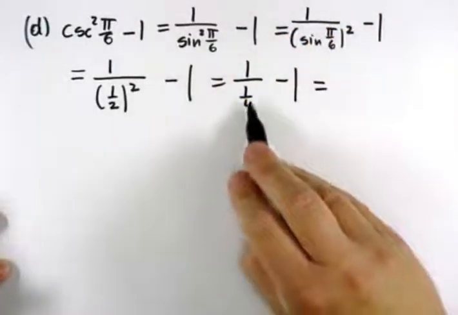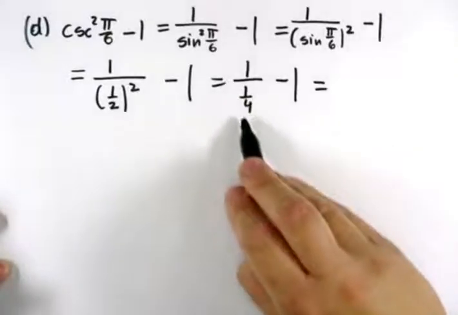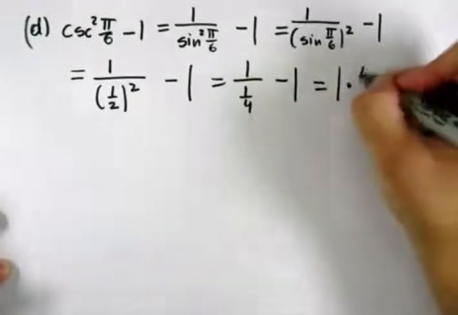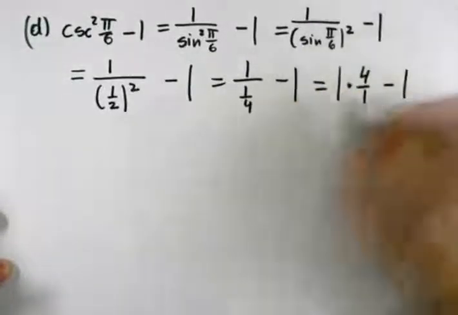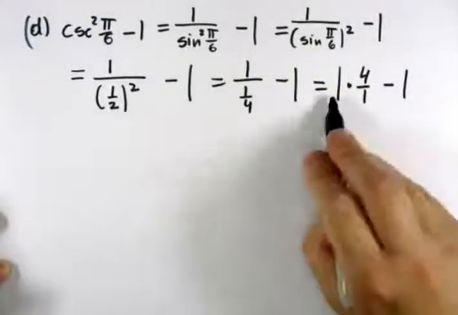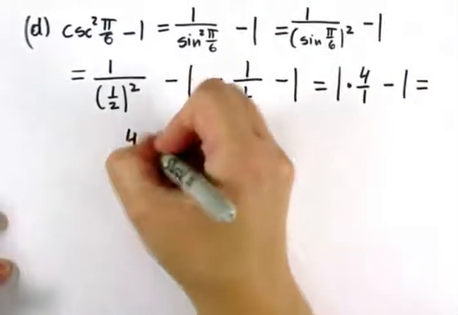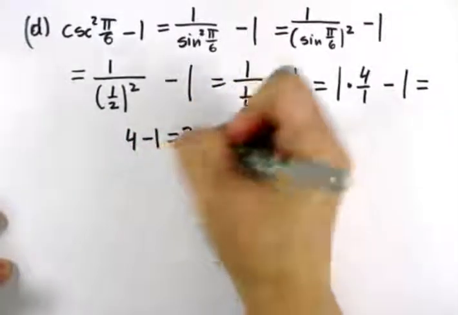To divide by a fraction means multiply by its reciprocal. Flip this over, so we have 1 times 4 over 1, minus 1. So 1 times 4 over 1 is 4, so I have 4 minus 1, and the value is 3.